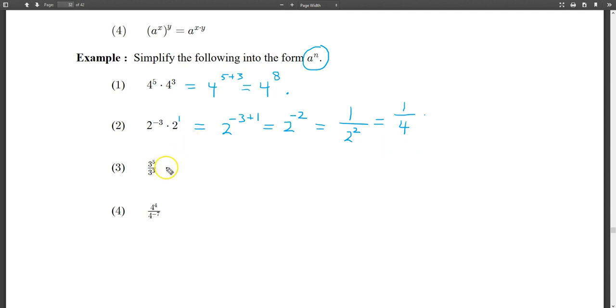Let's take a look at this one. 3 to the 5th divided by 3 cubed. Well, by our rules up here, that's going to be 3 to the 5th minus 3. We subtract the bottom exponent, the exponent in the denominator, from the exponent in the numerator. So 3 to the 5 minus 3, and that's going to be 3 squared, or 9.